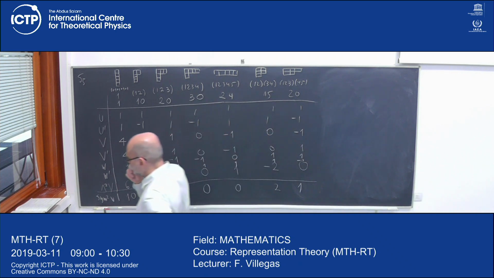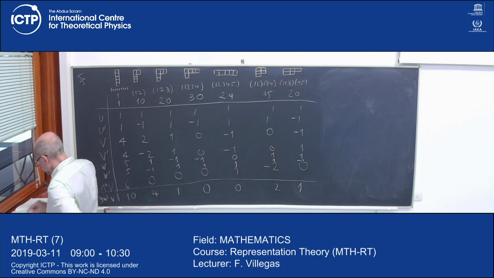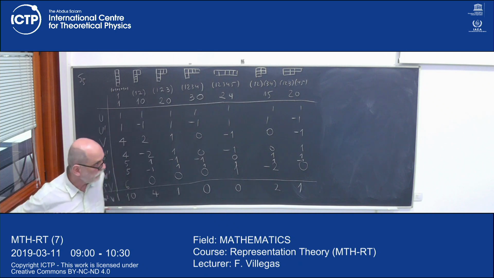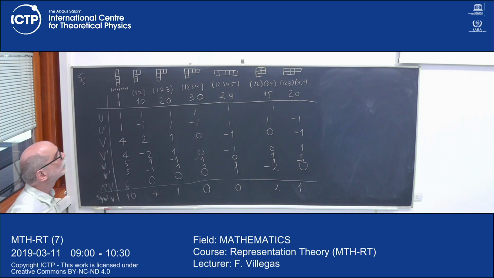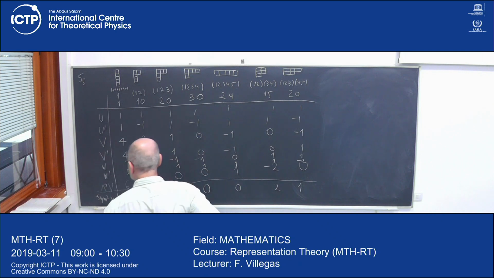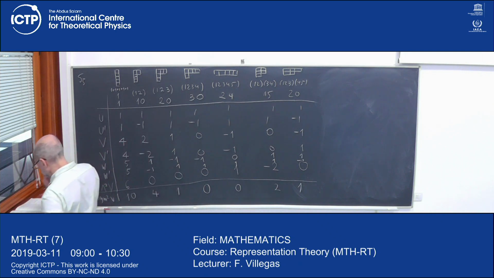Okay. In fact, I think I won't do it now, but we will compute the character table of A5, and we'll see that we have to introduce the square root of 5 as a possible character value. The character values will involve the square root of 5.